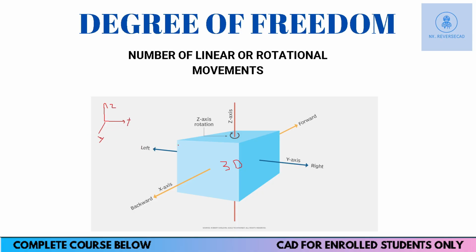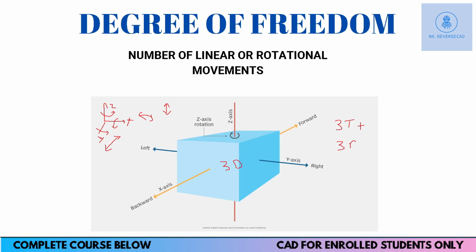Now if you see, this body is allowed to translate here and here in the X direction, this is X. This body can also translate in the Y direction, which is this one. It can also translate in the Z direction. So three translations can take place, which I'm defining as 3T. Plus, this body can also rotate around this axis, which is Z. The same case is with the X and Y axis. So three translations and three rotations.